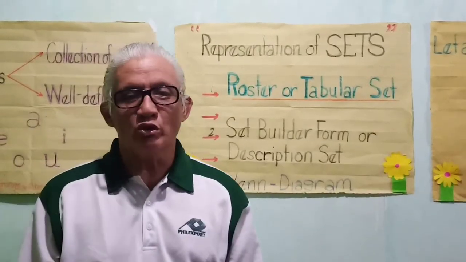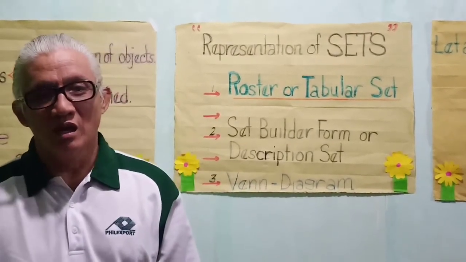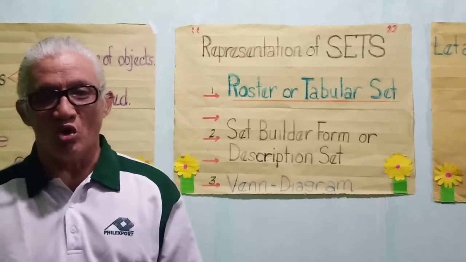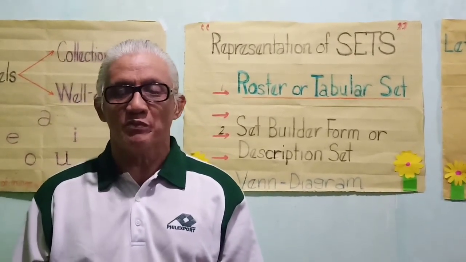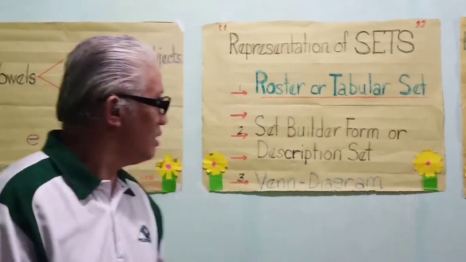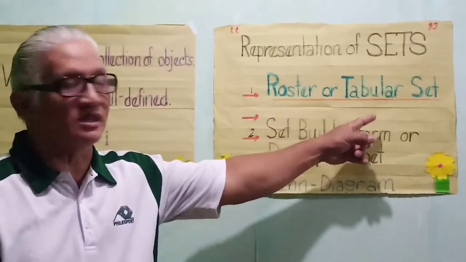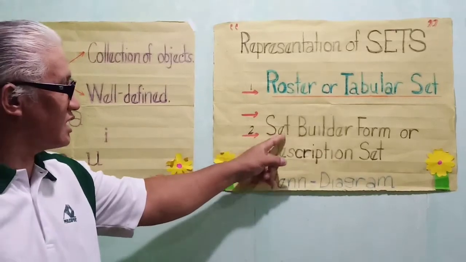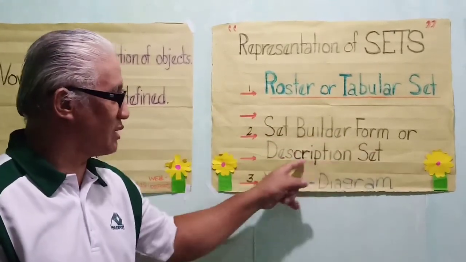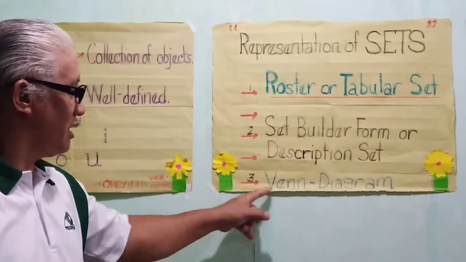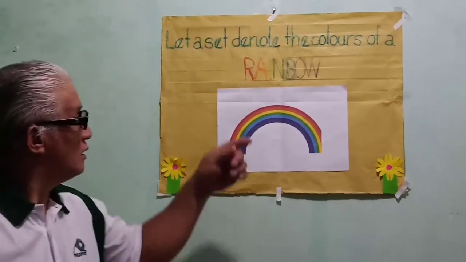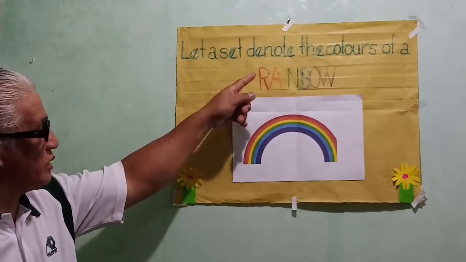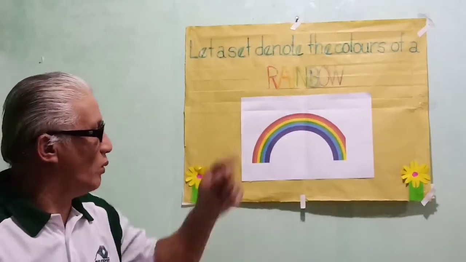A collection of things is a set only if it is well-defined. How do you know how to define a set? Do you think there is only one way of representing a set? There are 3 ways to represent a set. Number 1, roster or tabular form. Number 2, set builder form or description. Number 3, Venn diagram.